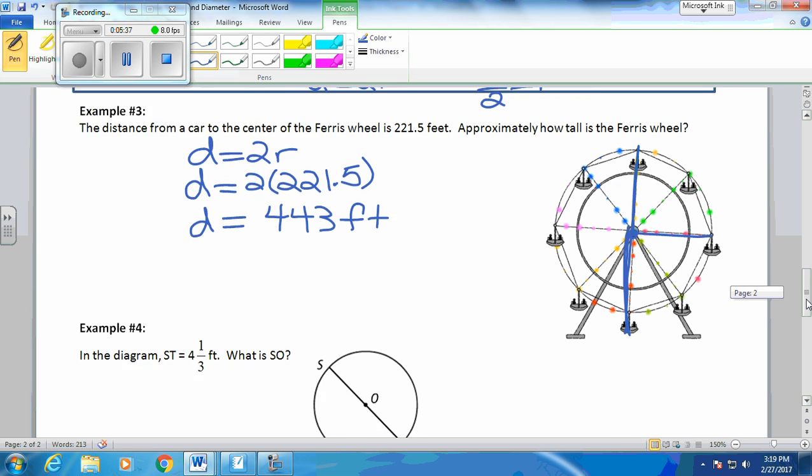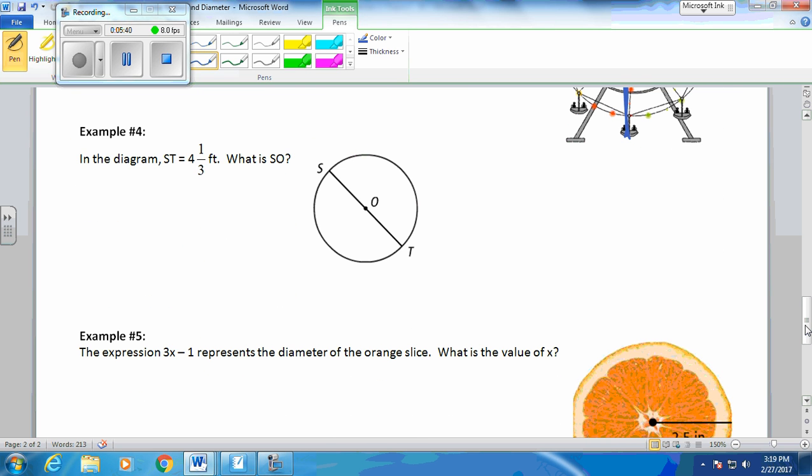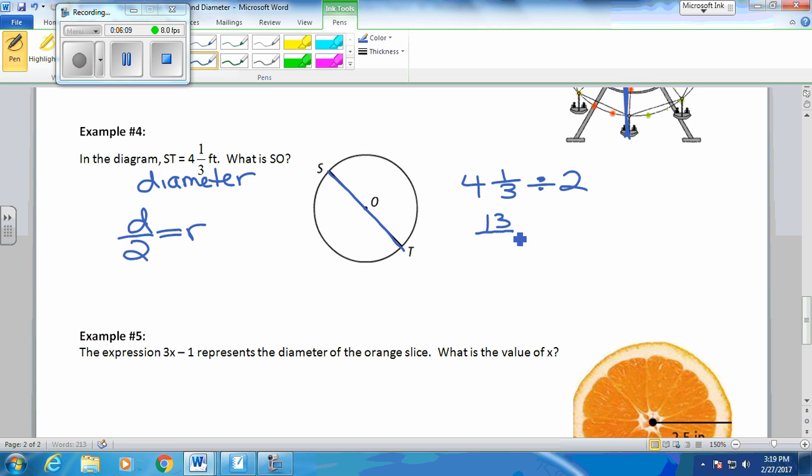Question number 4 says that in this diagram, ST, so this line right here, is 4 1/3. So what would be segment SO? Well, ST is the diameter. So I need to take the diameter and divide it by 2 to calculate the radius. So we're going to take 4 1/3 and divide it by 2. So I'll need to rewrite 4 1/3 as 13/3, and I'll place 2 over 1. Then I'm going to rewrite this as a multiplication problem.